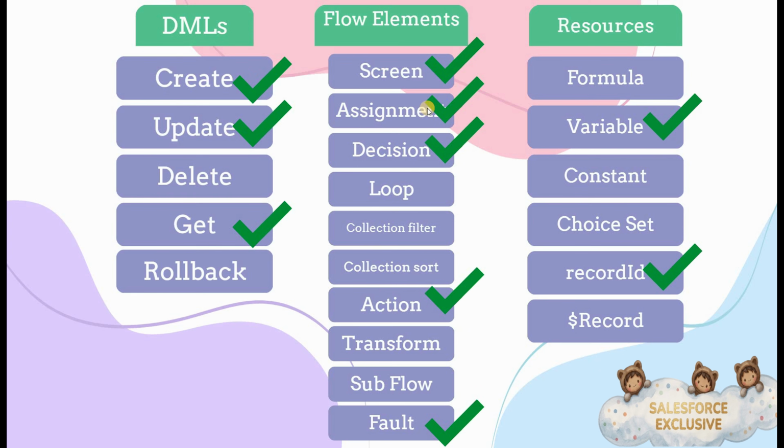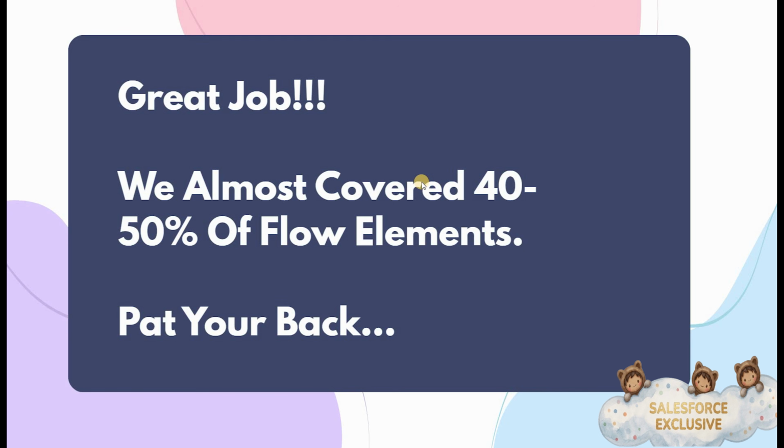Action, we have used page action to navigate to a new record. We have used show toast action to display a banner message, and we have used a default path. We have used the variable to store the account ID. We also used record ID. Record ID is nothing but we have used a checkbox, right? Available for input. By using that, we have passed the account ID value into the flow. So that's what record ID means here. Great job. We almost covered 40-50% of the flow elements. Pat your back. Way to go.